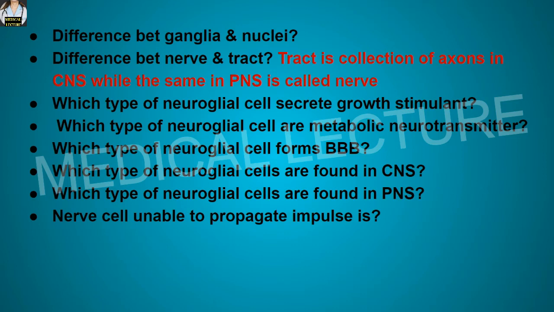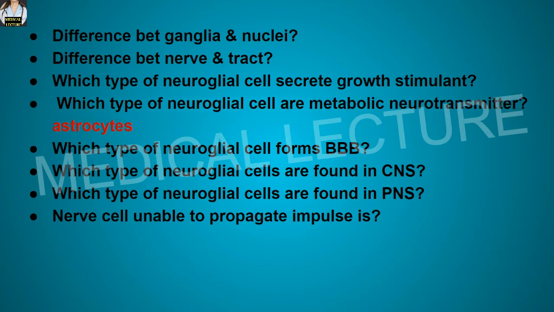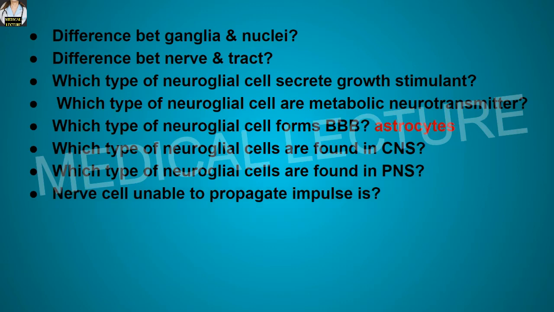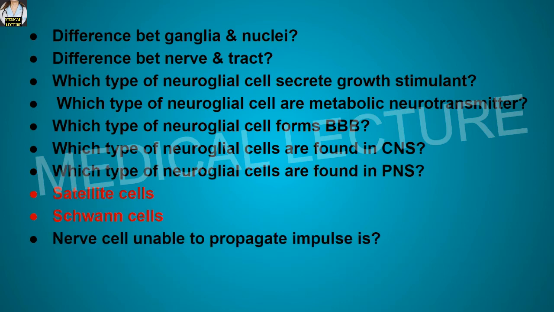Now, which type of neuroglial cell secretes the growth stimulant? Astrocytes. Which neuroglial cells are metabolic neurotransmitters? The astrocytes. Which neuroglial cells form the blood-brain barrier? Astrocytes. Which neuroglial cells are found in the central nervous system? Astrocytes, microglia, ependymal cells and oligodendrocytes. Which neuroglial cells are found in the PNS? Satellite cells and Schwann cells.